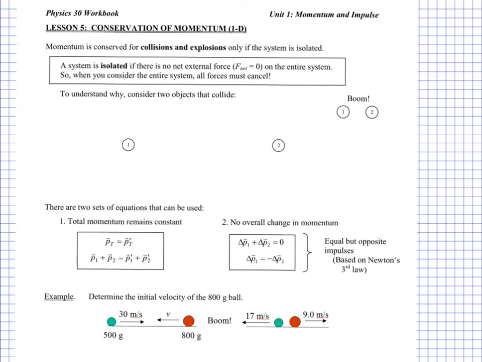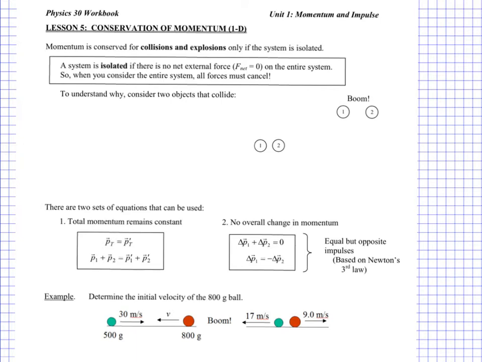So we're going to first of all think about two objects that come together and collide. If we think about object 1 and object 2, it doesn't matter whether they're both moving or one is moving, they're just going to come together and collide. So I'm just going to move this ball number 1 and it's going to come flying towards ball number 2 and it's going to hit it. Okay, boom. The two balls collide.